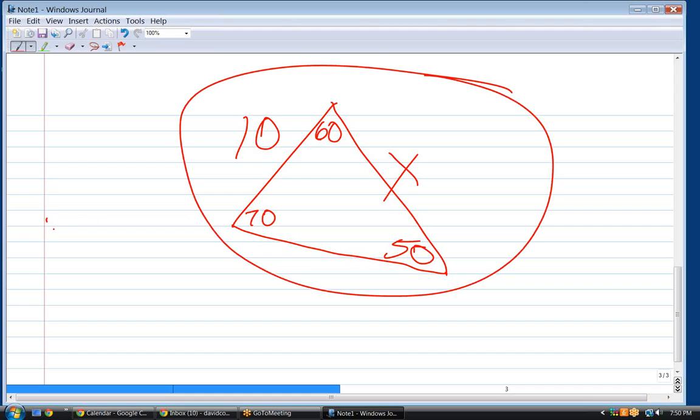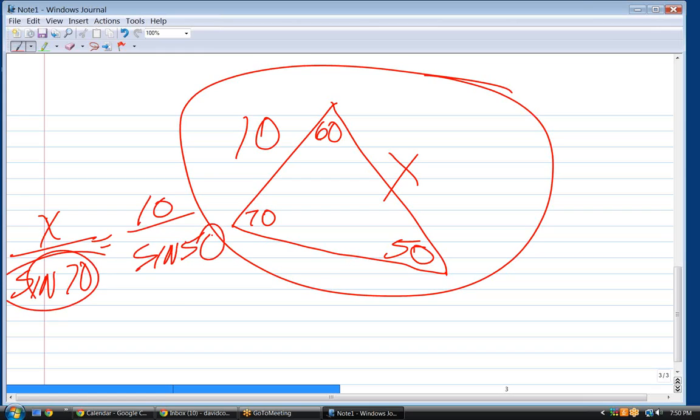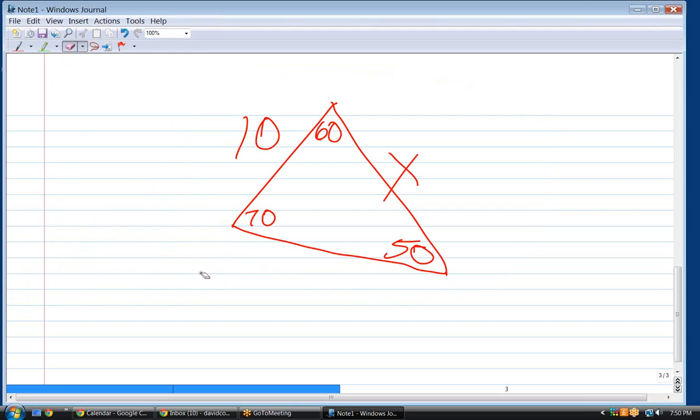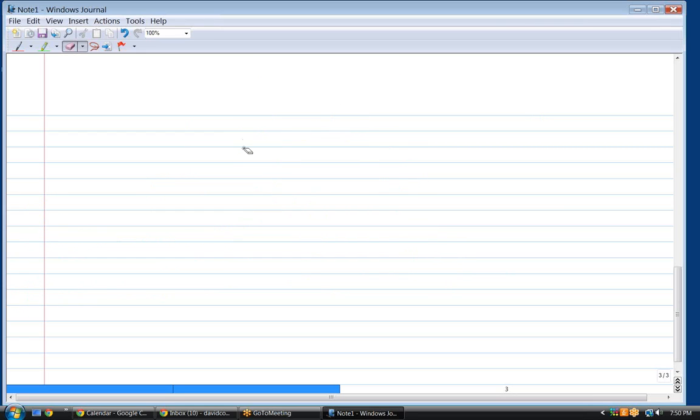In other words, I could say that x over the sine of 70 equals 10 over the sine of 50. Well, that's a number, that's a number, that's a number. X is very easily solved for. The only way I can solve for it is using the law of sines. Maybe I could use the law of cosines, but if you're going to use the easiest thing, you're going to use the law of sines there.